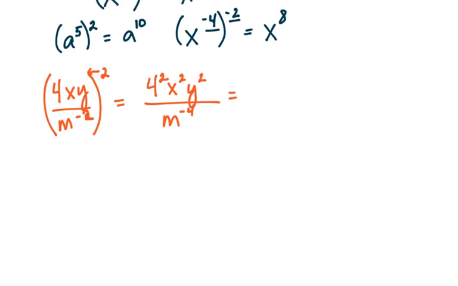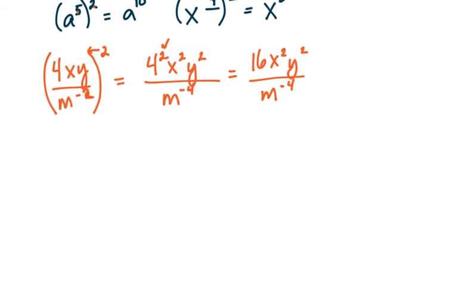And then the last step in this is to actually apply this squared to the 4 and turn it into 16 x squared y squared over m to the negative 4th power. So it's just making sure that any time you have a power raised to another power, you're multiplying those two together. The other piece they're talking about in lesson 53 is converting volume.